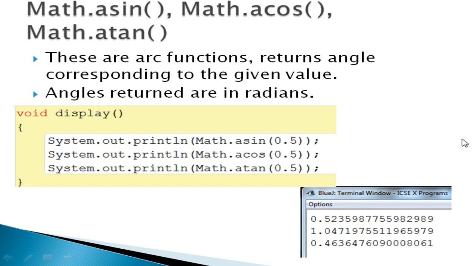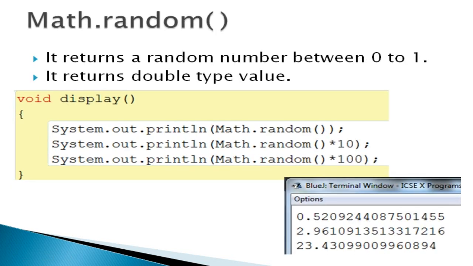Next one is Math.asin, acos or atan. This is just the opposite of the sine, cosine and tangent values. Here you call them arc functions, and they return radians. The angles returned are in radians. I have just given some values here, which it takes as an argument, and then it returns the value in radians. Now this radians value can be converted into an angle with the formula, which is just the opposite of the previous one.